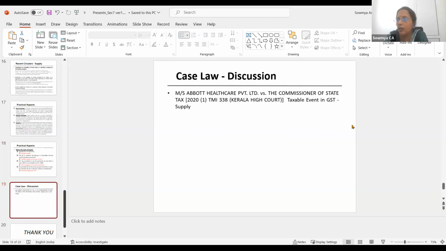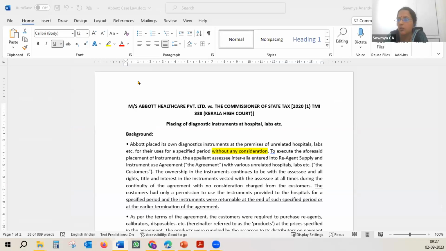Okay, then I have one case law which I picked on ABOT. I will just share that. I think we have to read it. It's a very nice case law to be read. It has multiple times gone to the advance ruling authority.